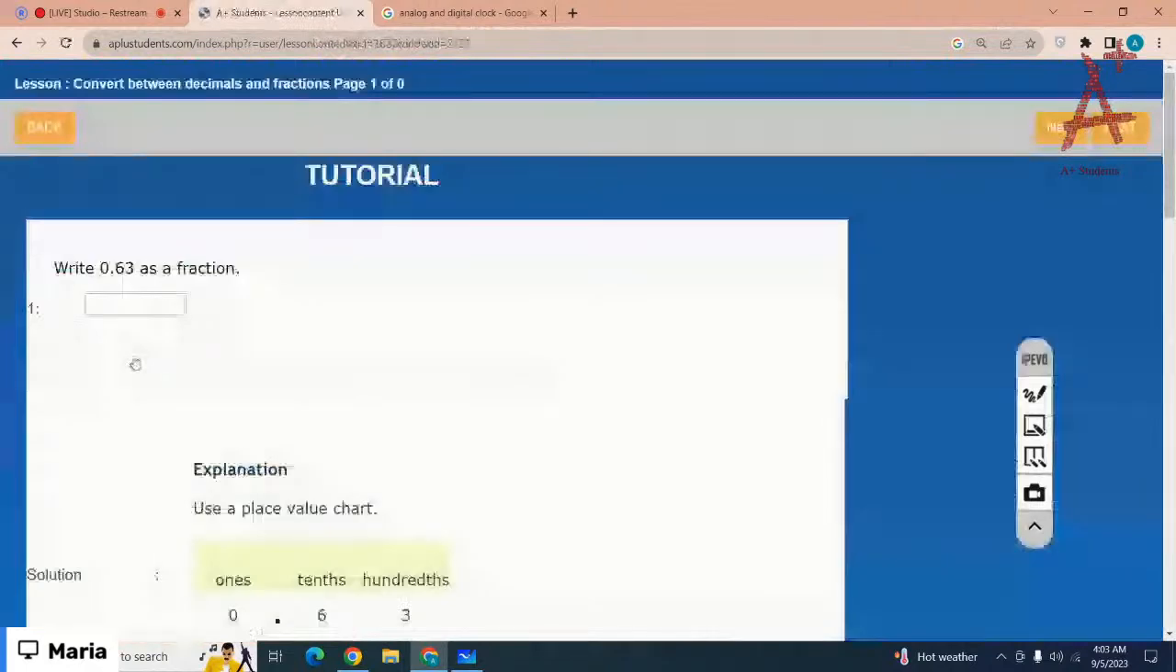Write 0.63 as a fraction. So you are given a decimal, right? 0.63 is a decimal. You have to write it in the fractional form, right? So how do you write?